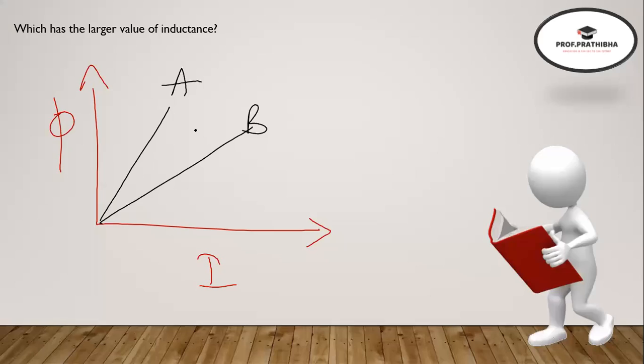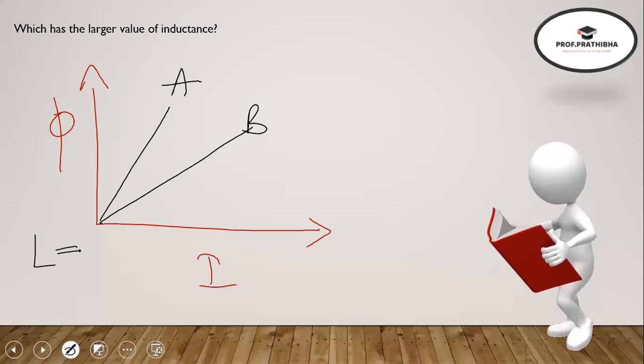Yes, this graph, what is its slope? Can someone tell me? Yes, all your answers are correct. The slope is the self inductance, right? Because slope is always y by x. So y upon x, this is nothing but slope, which is the self inductance, right?